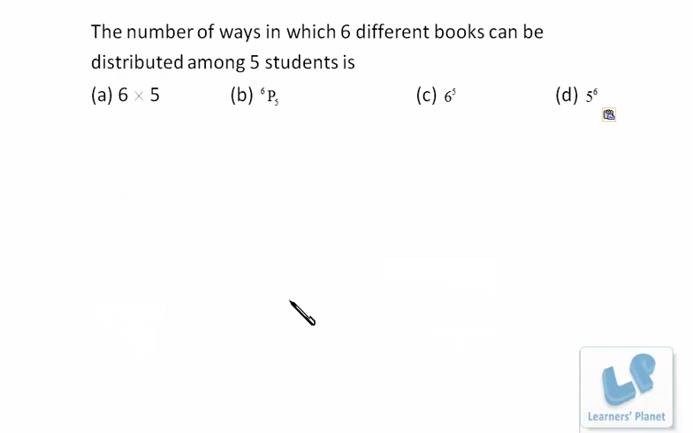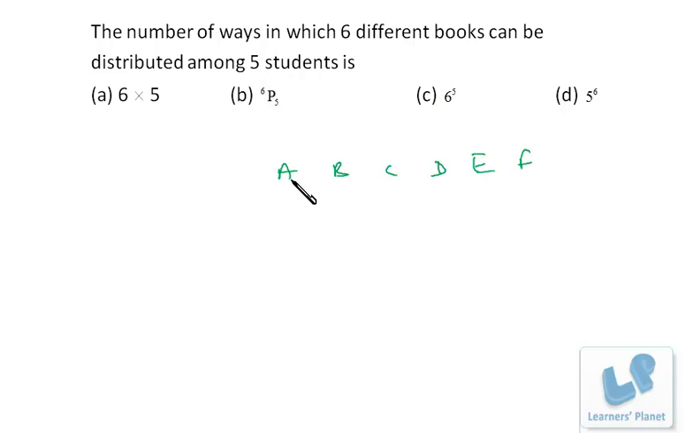Now friends, let's see this problem. The number of ways in which 6 different books can be distributed among 5 students. Here friends, there is no condition given that one particular book is given to one particular student, or that all of the students should be getting books. That means no conditions are there, right? So how many ways will there be?